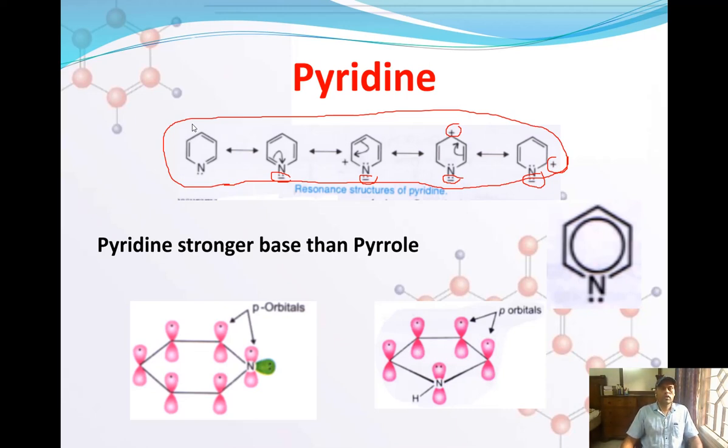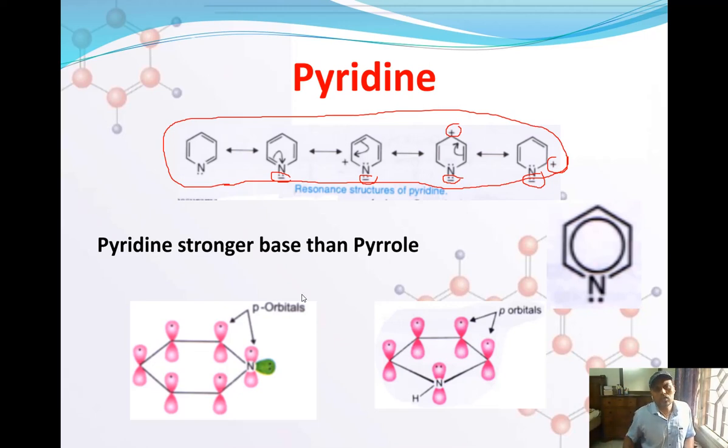Now there is a frequent examination question, which is stronger, pyridine or pyrrole. So it says pyridine is a stronger base than pyrrole. We need to know the reason why pyridine is a stronger base than pyrrole.